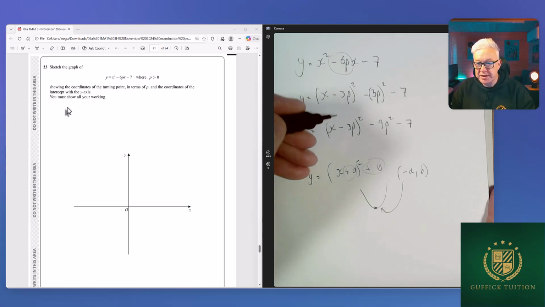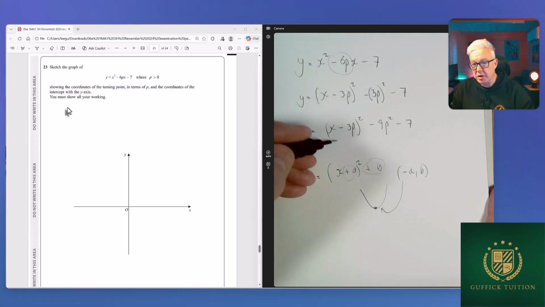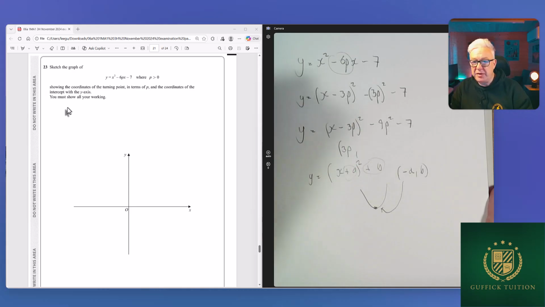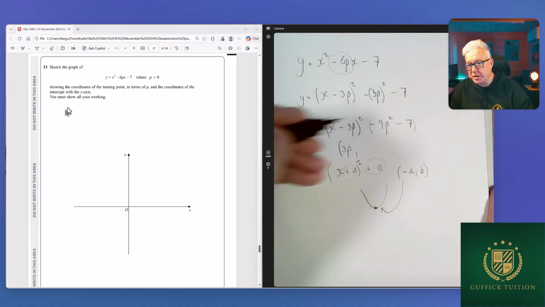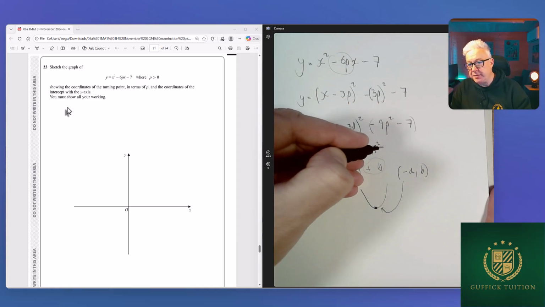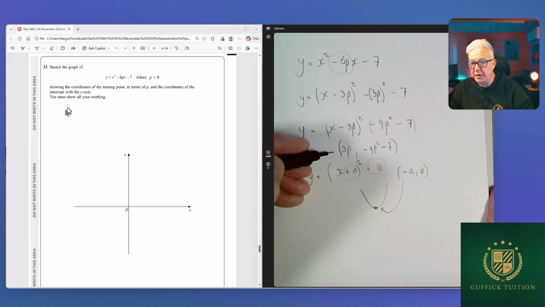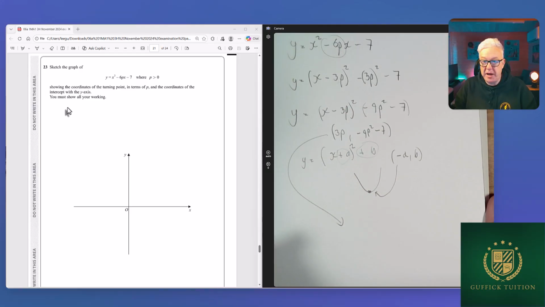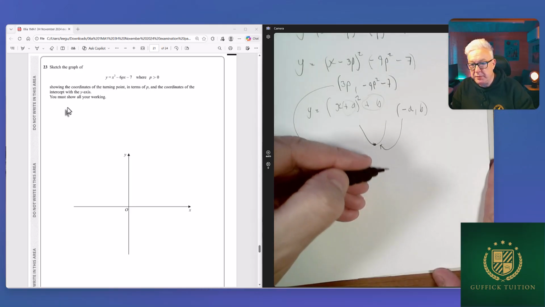So what does that mean for us in this one here? It means the coordinate of the turning point is we're going to change the sign of that minus 3p, so it'll be positive 3p, and think of this whole thing as being one term. So that would be minus 9p squared minus 7 is like the y value, okay? So the coordinate of that turning point is going to be 3p, minus 9p squared minus 7. So let's begin sketching it.